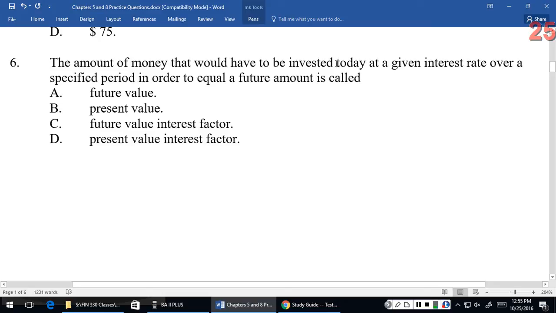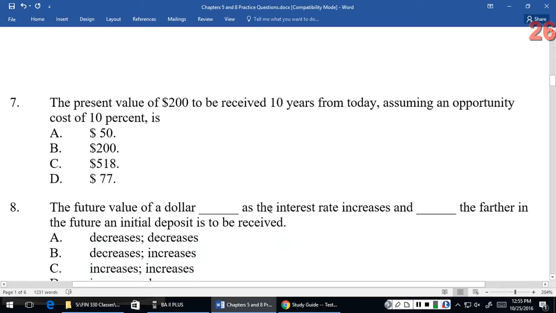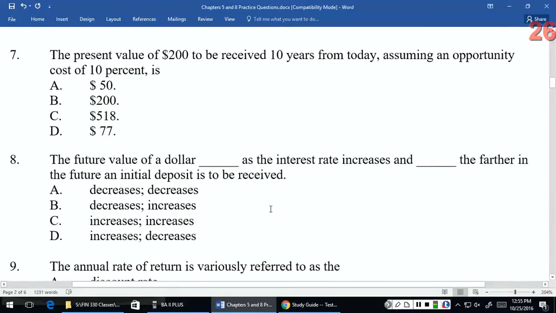Okay, so the amount that would have to be invested today, so this kind of gives it away, to accumulate a future amount. All right, so number 7. The present value of $200 to be received 10 years from today, assuming an opportunity cost of 10%, is how much?